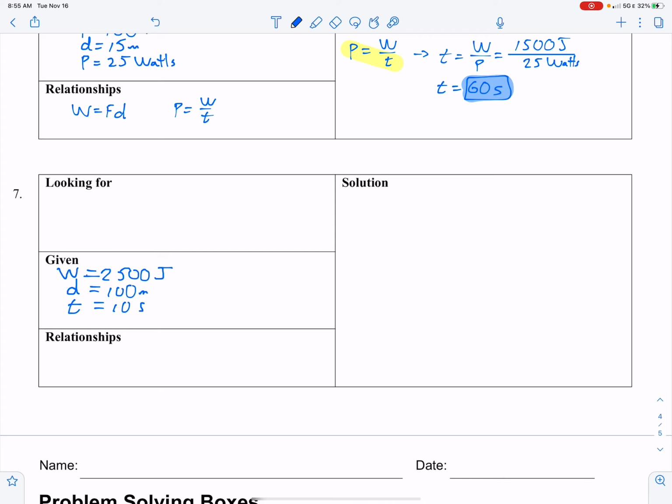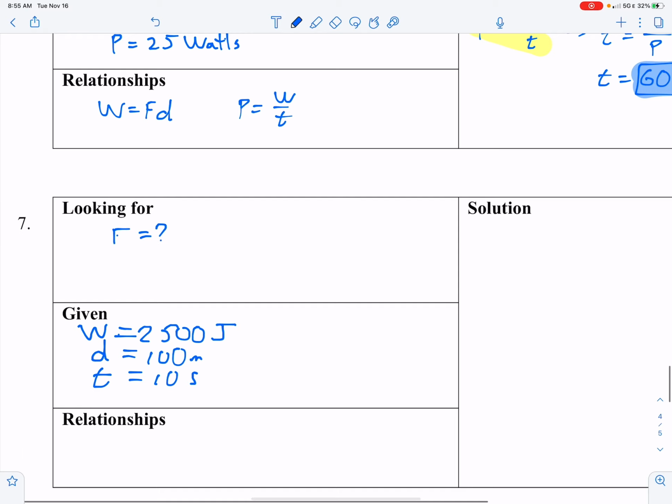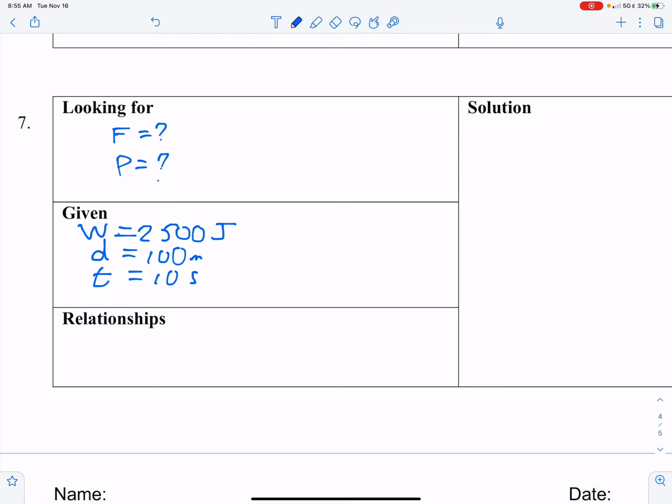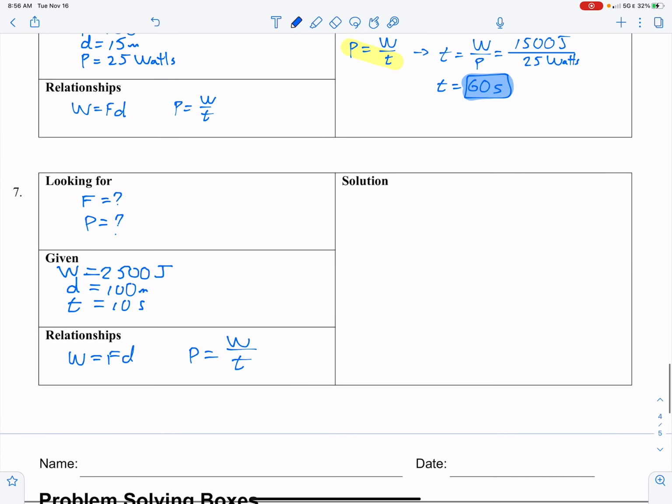Okay? So we're looking for force and we're looking for power. Okay, well, here's the thing. If I have work and distance, I can use my work equation. Work equals force times distance. That's one way. And then I'm going to need my power equation. Power equals work divided by time. Split your solutions box in half, everybody.